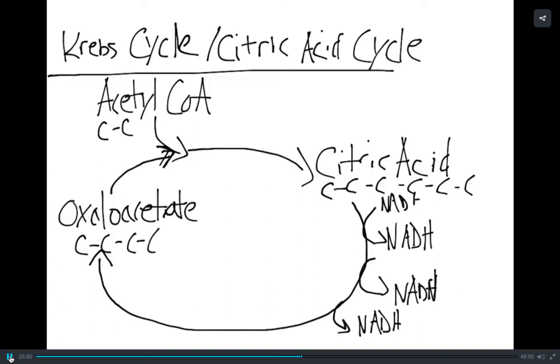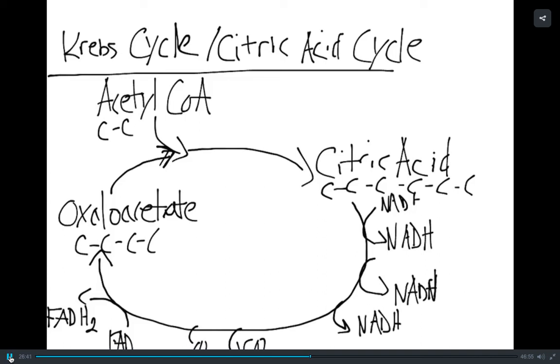We also see here citric acid is a 6-carbon compound, oxaloacetate is 4-carbon, so we need to lose those 2 carbons to get back here, and those get joined up with oxygen to form CO2. So 2 of those get formed. And then we also have the production of another compound called FADH2. This compound is going to act very similarly to NADH, and it is formed from FAD.